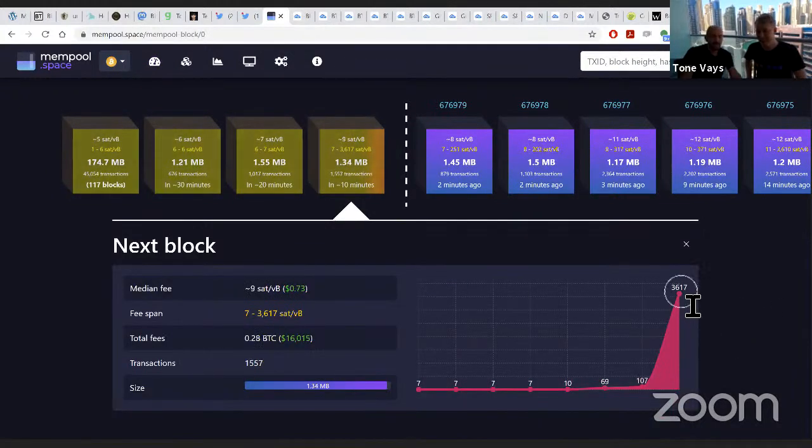So what the hell is this? Who are these people? Why are they grossly overpaid? Who is paying 3,000 satoshis per byte? I have no idea. Maybe it's fat fingers or something. But there's always one guy. There's always some guy that is in a hurry.